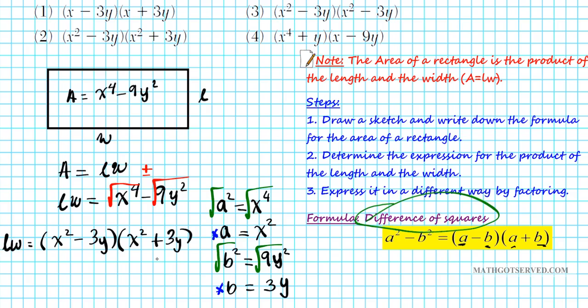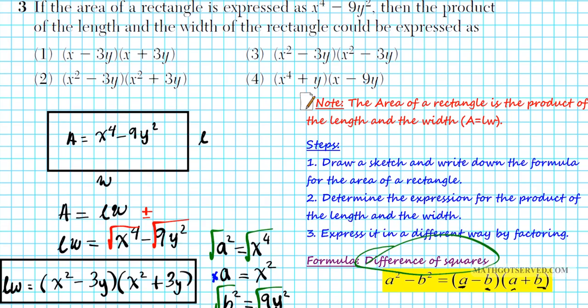If I expand this, what am I going to get? The middle terms will cancel out, and I'll end up with x to the fourth minus 9y squared. So this is a different way of writing the product of the length and the width, the area. Let's see which option matches the factored form of our area expression. x squared minus 3y times x squared plus 3y. Option number 2 is the correct answer.